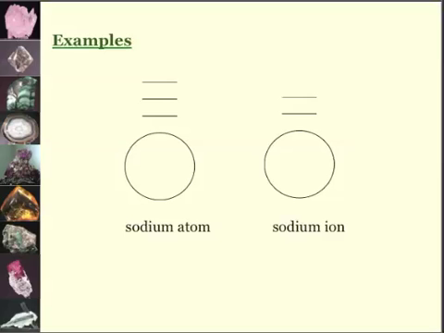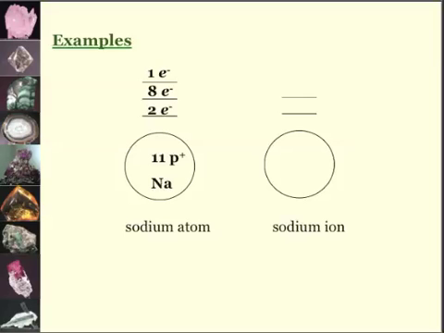So, examples. We have the sodium atom. The sodium atom is going to have 11 protons, okay? That's going to be standard. And that means that it is going to have 11 electrons. So we've got, again, 2 and 8 is 10, plus 1 is 11.